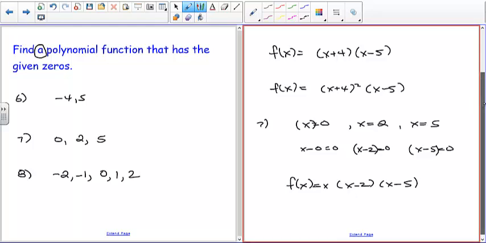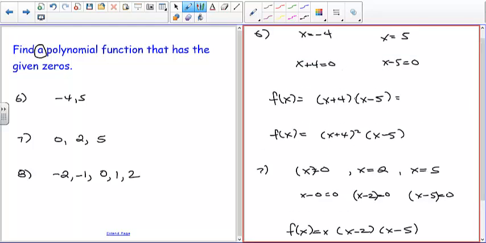And it doesn't ask you to do this, but let's go ahead. If I multiplied this thing out using FOIL, I'd get x times x is x squared. You get negative 5x plus 4x, that'd be negative x. And 4 times negative 5 is negative 20. So this is a polynomial function that has these given zeros. If I plug in 5, I'll have 5 squared is 25, minus 5. 25 minus 5 is 20. 20 minus 20 is 0. If I plug in x equals negative 4, it'll go to 0 as well.